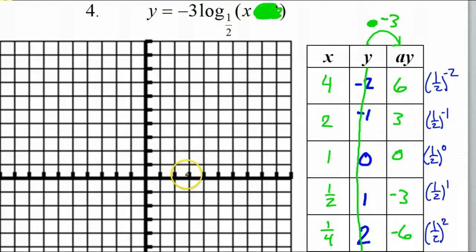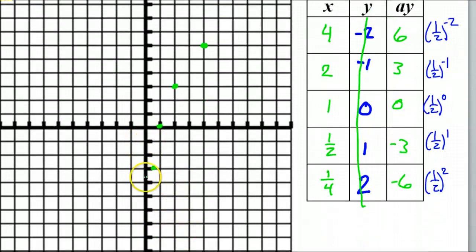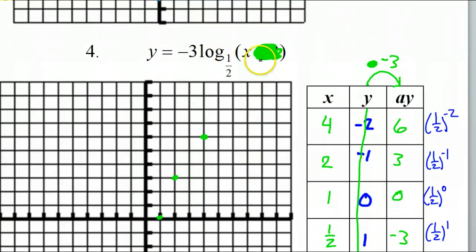So 4, 6. 3, 4, 5, 6. Okay. 2, 3. 1, 0. 1/2, -3. And 1/4, -6. Alright, so we have these green dots. I will not draw the curve. These are temporary. I've done the a value, but I still haven't done the +2.